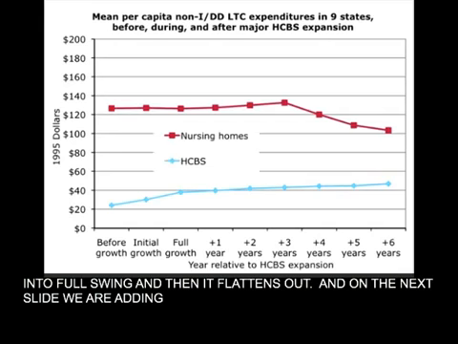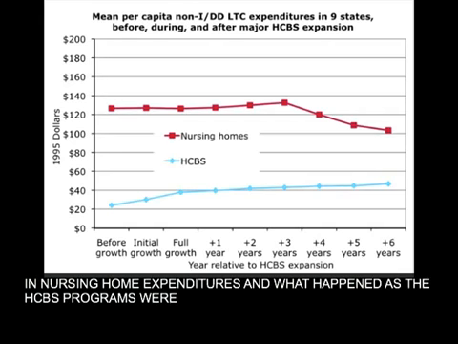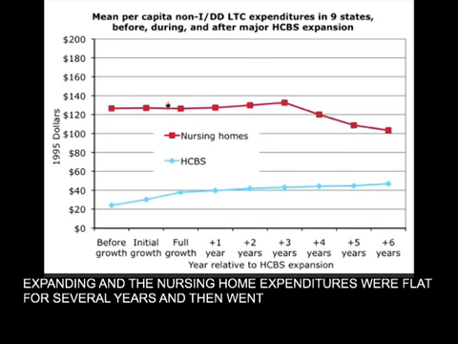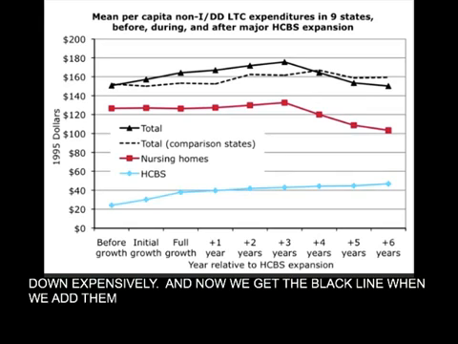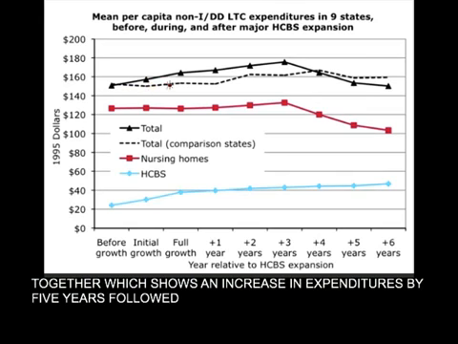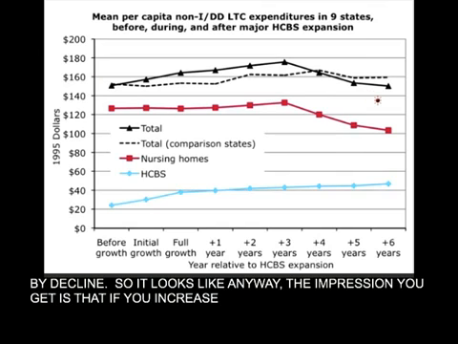So on the next slide, we're adding in nursing home expenditures, and what happened as the HCBS programs were expanding, nursing home expenditures remained flat for several years, and then they went down rather extensively. So now when we add those two together, we get the black line, which shows an increase in total long-term care expenditures for about 5 years, followed by a decline.